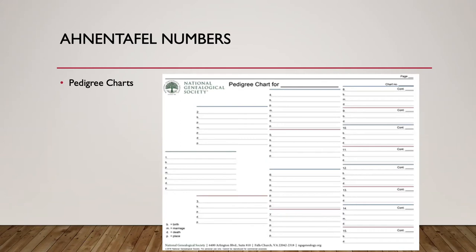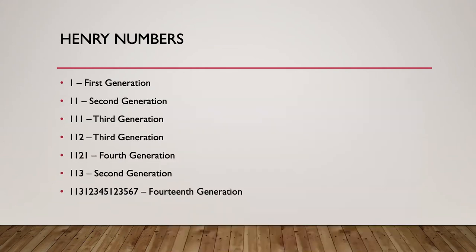Now, Henry numbers are a little bit different. With Henry numbers, the first generation is 1. The second generation person is 1-1 if it's the first child of the first generation person. The third generation would be 1-1-1 if it's the first child of the first child of the first child, kind of thing, or the focus person.